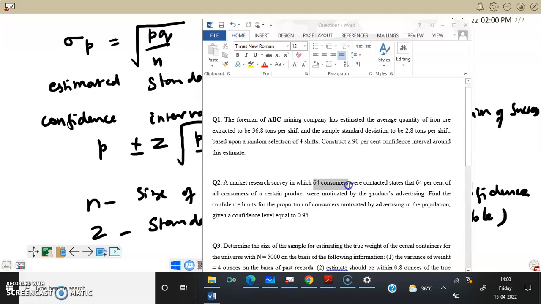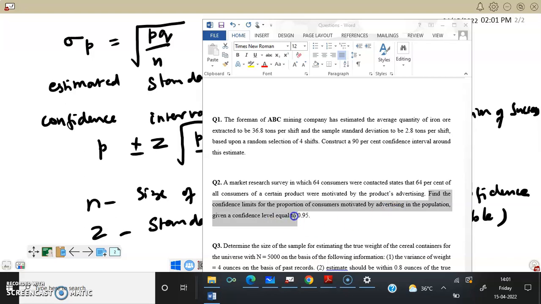64 customers were contacted, states that 64% of all consumers of a certain product were motivated by the product's advertising. Okay, find the confidence limits. Means that limit, we have to find using the formula P plus or minus Z square root of PQ by N. Okay, find the confidence limits for the proportion of consumers motivated by the advertising in the population.